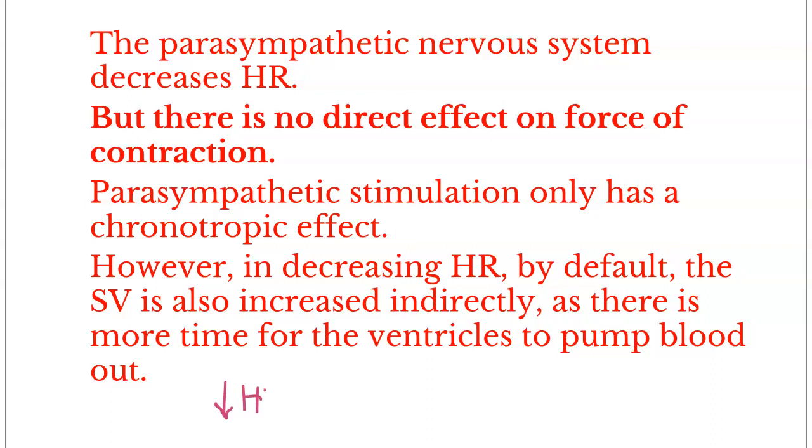So a decrease in heart rate has by default, not directly but indirectly, an effect of increasing stroke volume. A decrease in heart rate gives us more time to pump blood out, which means we're going to end up pumping more blood. So there will be an increase in stroke volume. So this is an important point. Parasympathetic nervous system does not affect stroke volume directly. It affects the stroke volume by slowing down the heart rate. Therefore, there's more time to pump blood out.